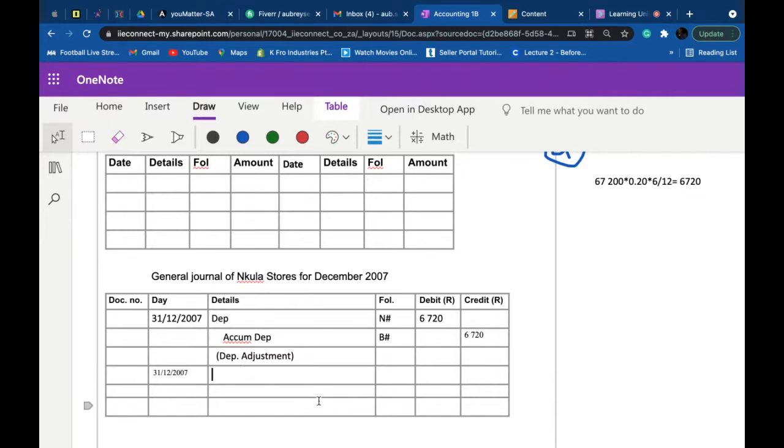What are we debiting? What are we crediting in order to close off this account? Remember, depreciation is getting closed off because it's an expense. But accumulated depreciation is not getting closed off because it's a negative asset. Remember, it's only income and expenses that get closed off at year end. So we leave accumulated depreciation alone. Okay? How do we close off depreciation?